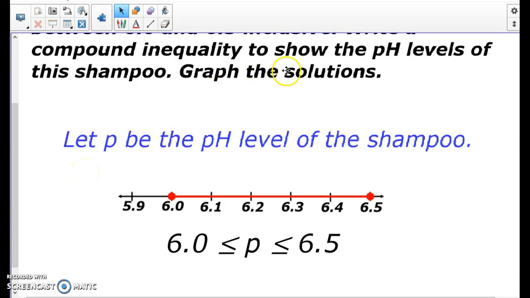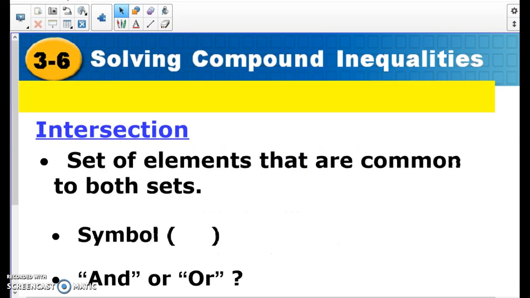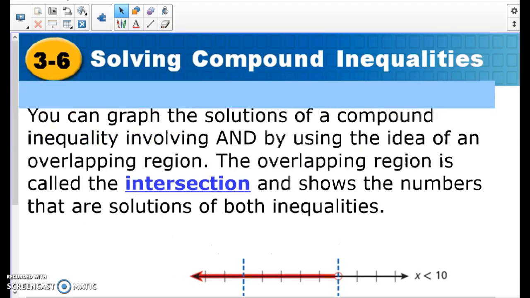So for this one, it says the pH balance has to be between 6 and 6.5. So there it is. It could be at 6, that's fine. It could be at 6.5, that's fine. Or it could be anywhere in between. If it was at 5.9, not safe for us. If it was at 6.6, it's not going to be safe for us. So some real life examples there.